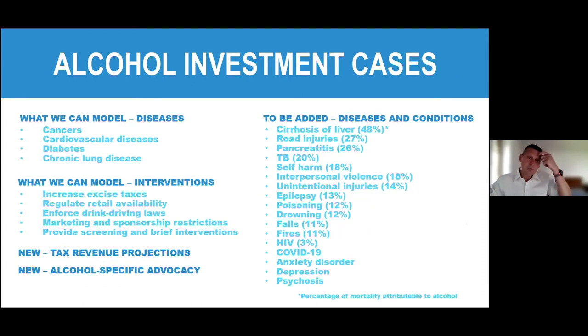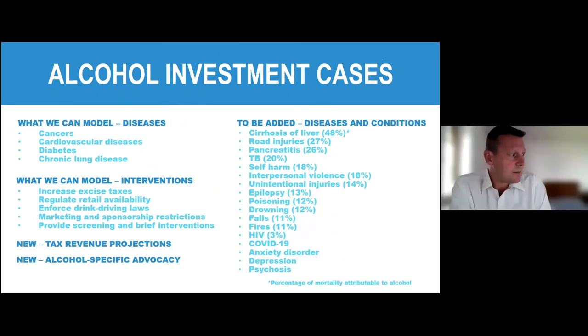What we're also doing as part of the SAFER initiative is expanding into alcohol-specific investment cases that take what we have on the investment case modeling. So we look at the cancers, the cardiovascular diseases, so heart attack and stroke, diabetes and lung disease. And then those 5 interventions we have already. And that covers, again, about half the disease burdens, as far as I understand. And we're going to add to that revenue projections for alcohol specifically, and then a range of the other diseases and conditions that are attributable to alcohol. And here we've got liver disease, road traffic accidents, tuberculosis, self-harm, the list is quite extensive.